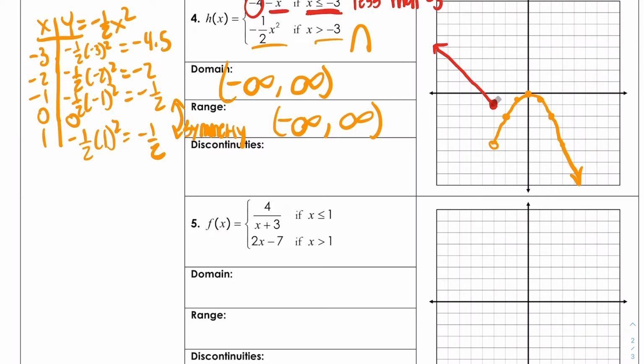Discontinuity would be if there were any jumps or holes, and we do have a jump from the red graph to the orange graph at -3 for x.